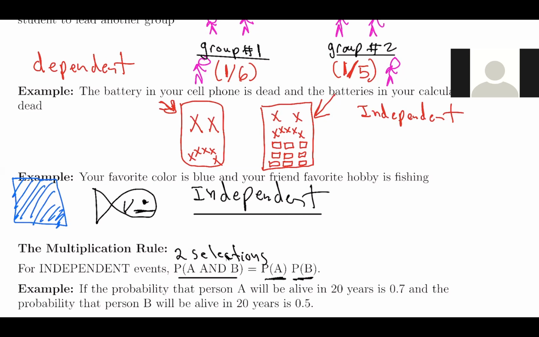Okay, so before we actually do an example, I'm going to show you why this works with something that we already have done. So say we flipped a coin 2 times.